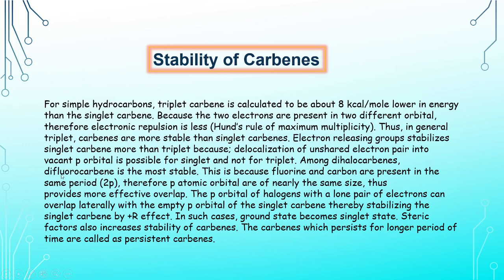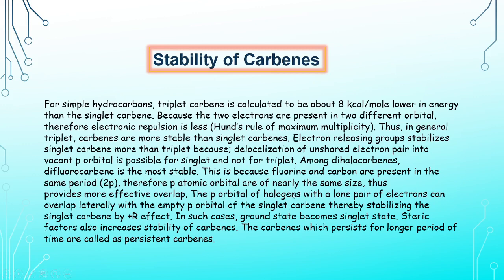Among the dihalocarbenes, difluorocarbene is the most stable. This is because the fluorine and the carbon are present in the same period, that is the 2p. Therefore, the p atomic orbitals are of nearly the same size. In the case of difluorocarbene, the carbon has a 2p orbital and fluorine also has a 2p orbital. Thus, it provides more effective overlap.